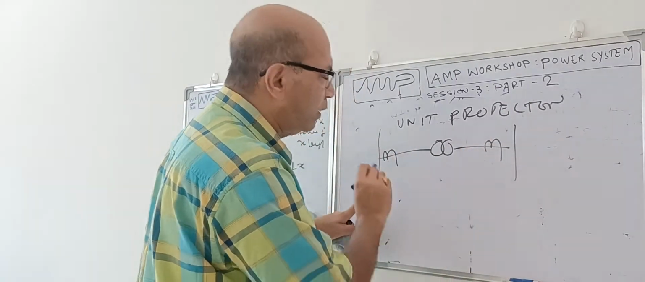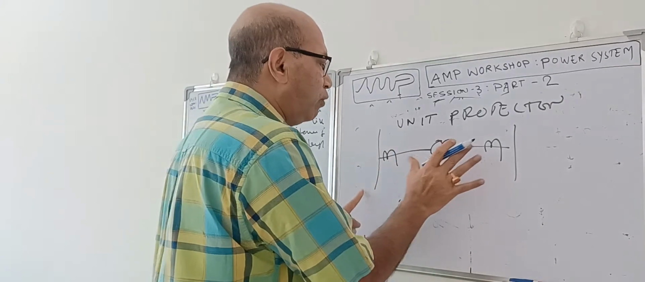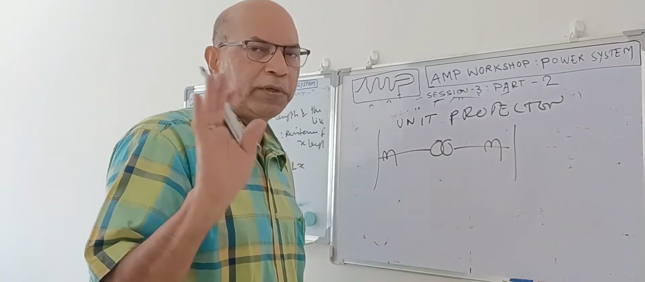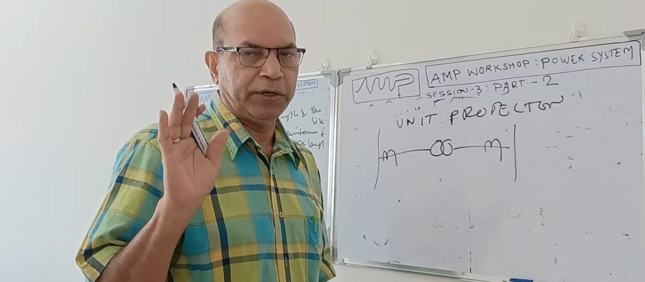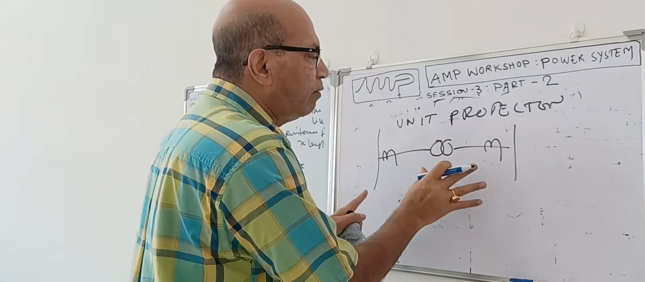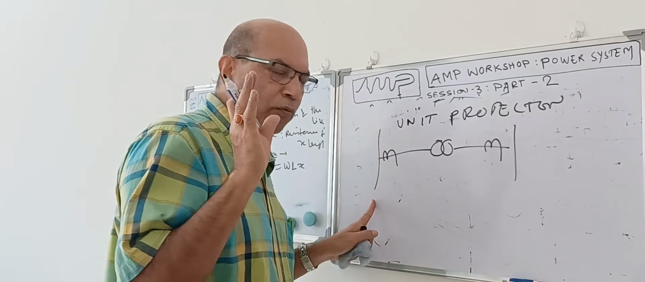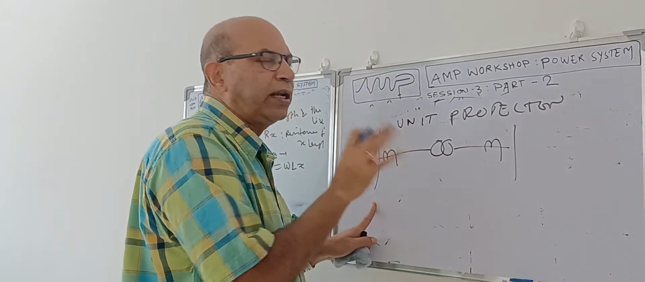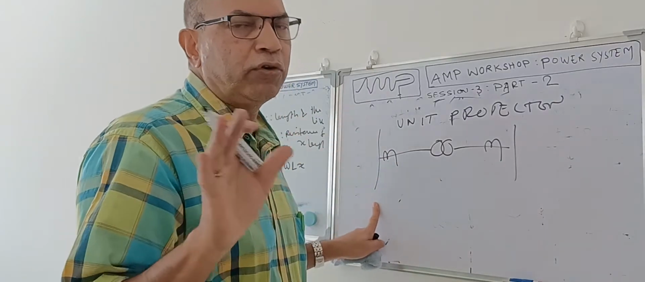If the fault is anywhere within this area, the protection will be limited within this area. For any fault outside of this area, none of the protection devices should operate. In that case, we say this is a unit protection. Unit protection means when there is an abnormal condition in any area, only the protection device in that area will operate. No other unit will be operating.